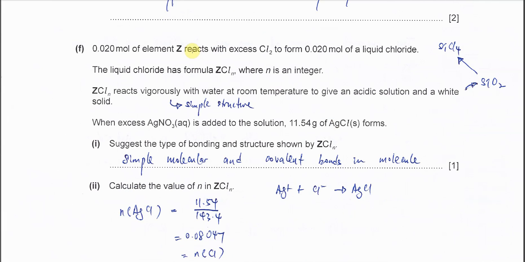Part F. 0.02 mole of element Z reacts with excess chlorine to form 0.02 mole of liquid chloride. And the liquid chloride has formula ZClN, where N is an integer. ZClN reacts vigorously with water to give an acidic solution and a white solid.